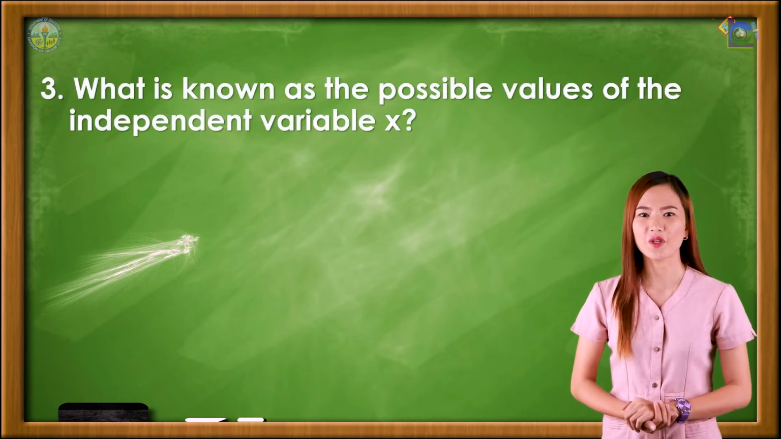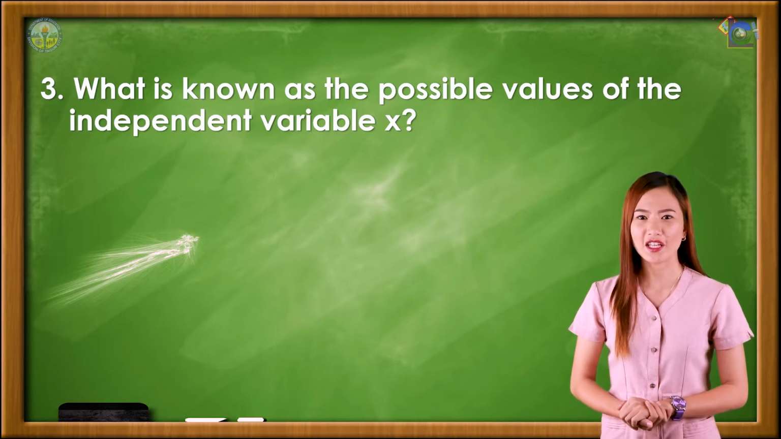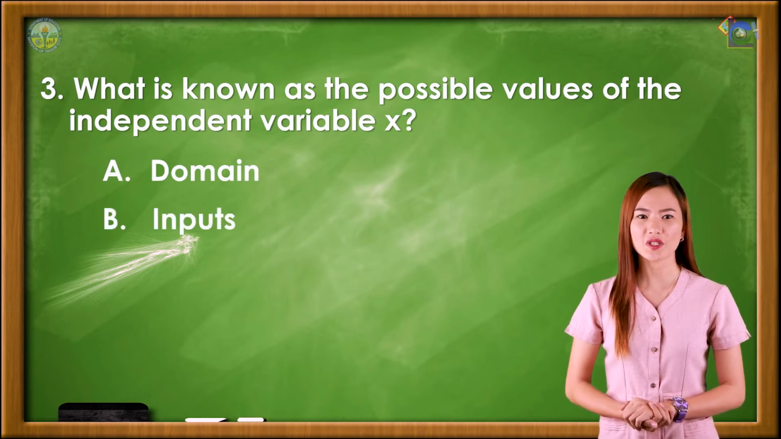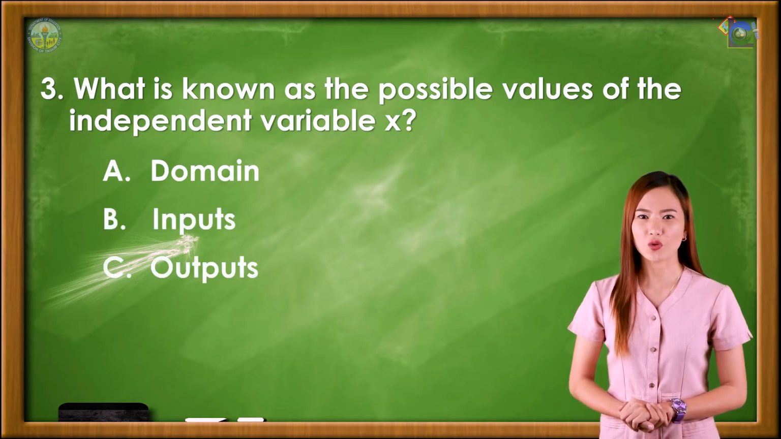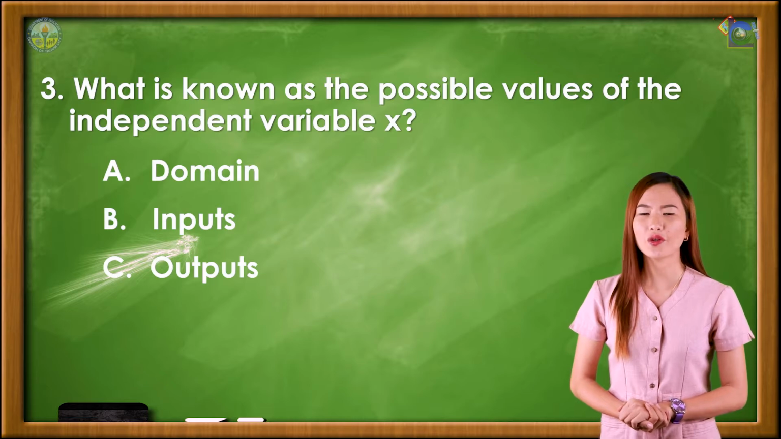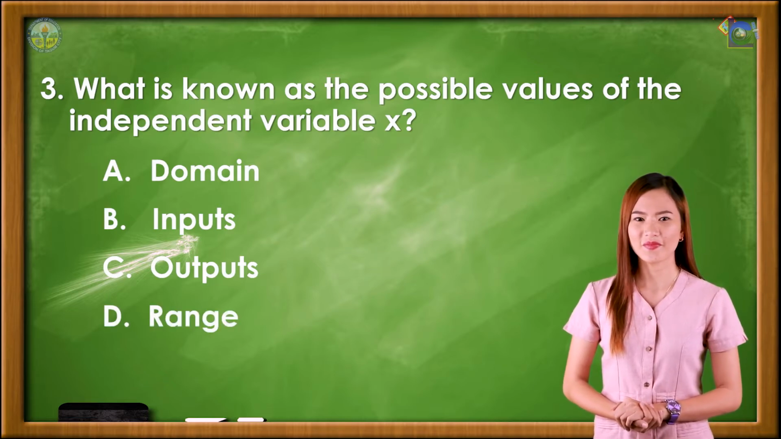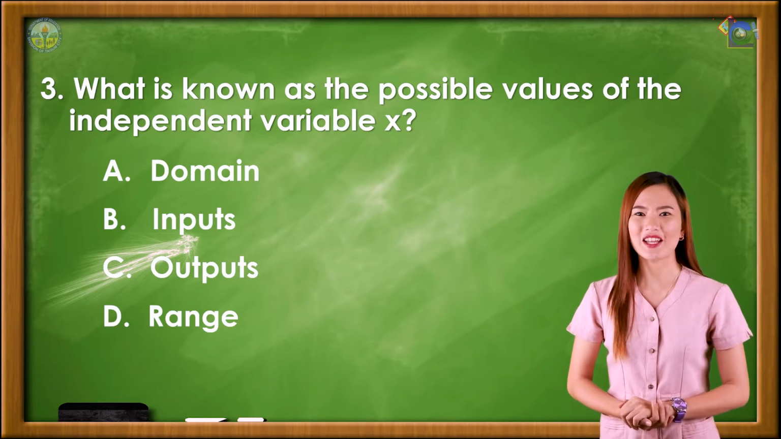Number 3. What is known as the possible values of the independent variable x? A. Domain. B. Inputs. C. Outputs. D. Range. The correct answer is letter B.